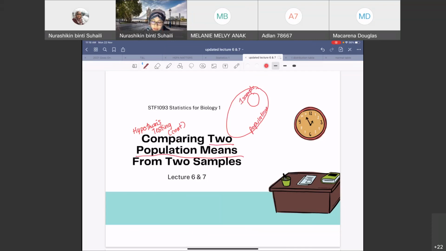In this topic, we're going to talk about two populations. Let's say population 1, population 2. And we're going to compare sample 1 from population 1 and sample 2 from population 2. So that's what today's topic is all about.